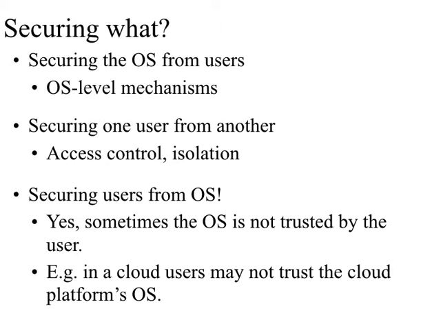Sometimes you also want to secure users of a system from the operating system. Sometimes the operating system itself may not be trusted by the users. This is commonly the case when you execute your applications on third-party platforms such as cloud platforms. Here, the cloud platform may be an untrusted party, and users may be just using the computation resources available in the cloud. So in this case, users may be worried about their confidential data being leaked to the operating system of the cloud. In this case, you may want some mechanisms to protect the user's data from the operating system.